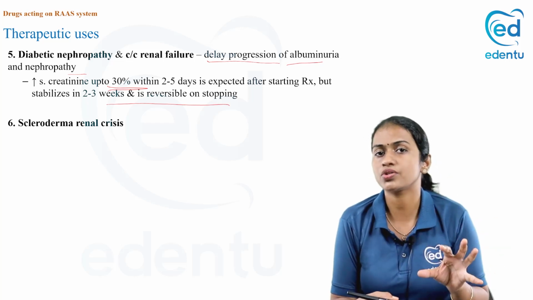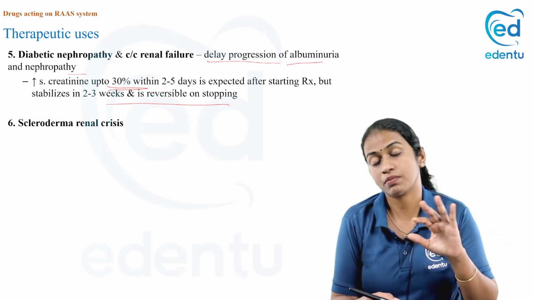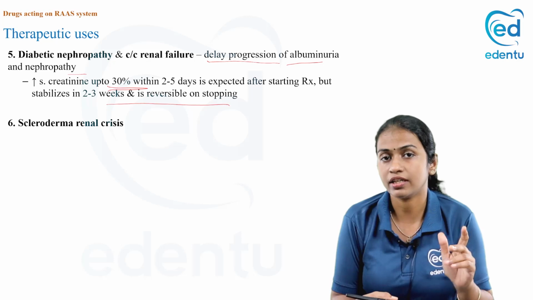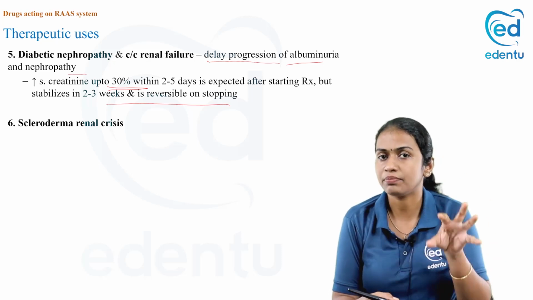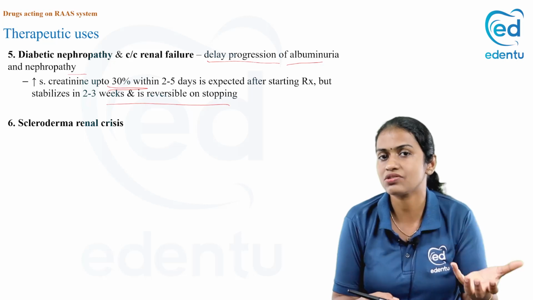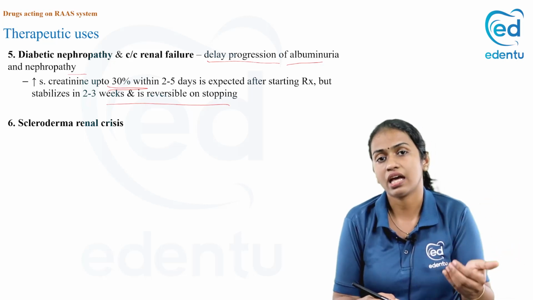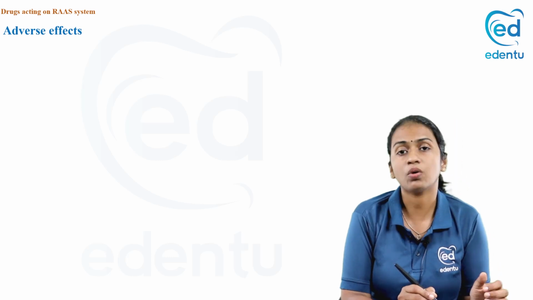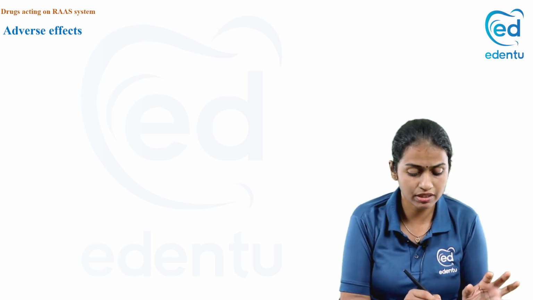So the important uses you should remember: hypertension, especially both with high renin as well as low renin, then congestive cardiac failure, diabetic nephropathy. These are the important uses. Then myocardial infarction in those with increased risk of cardiovascular events, and scleroderma crisis are the other uses of ACE inhibitors. Now, what are the adverse effects of ACE inhibitors?